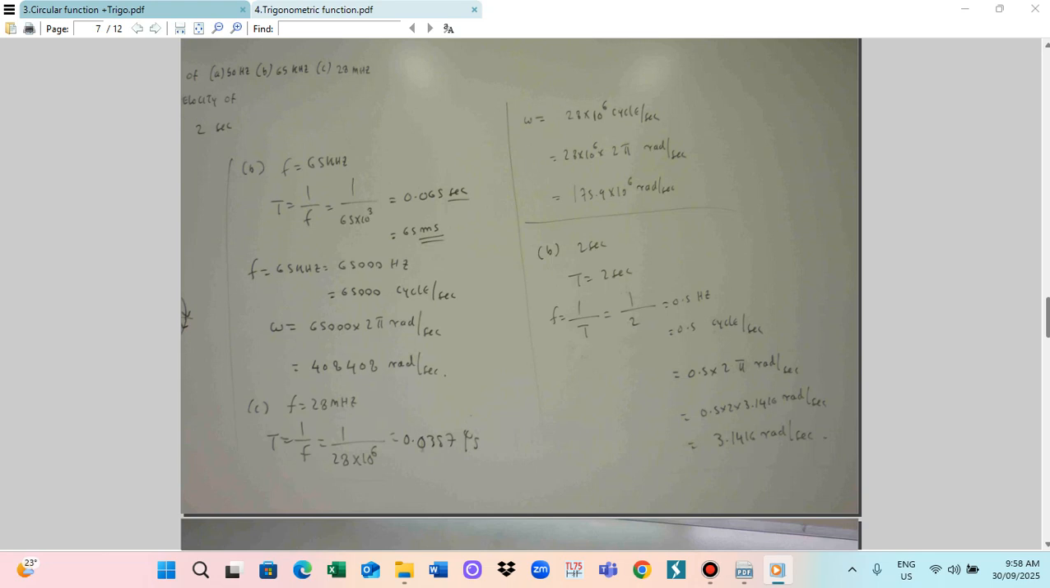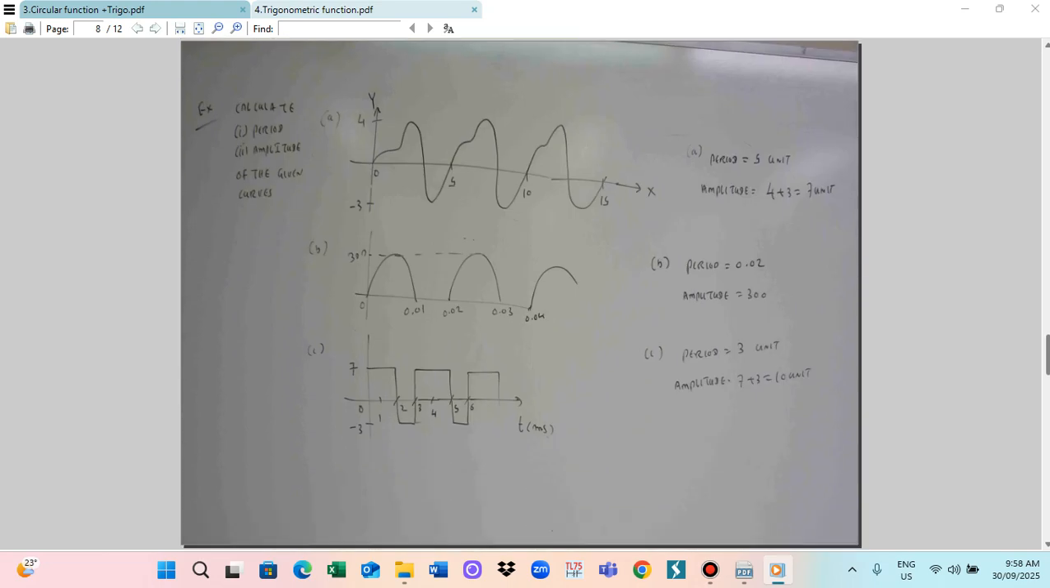This one we need to calculate the period and amplitude. Period means the whole cycle ends at 5. So this is the period, which is 5 units. And amplitude means the maximum height point is 4, and the minimum height point is minus 3. So that will be 4 plus 3, so 7 units. The period is 5 units and the amplitude is 7 units.